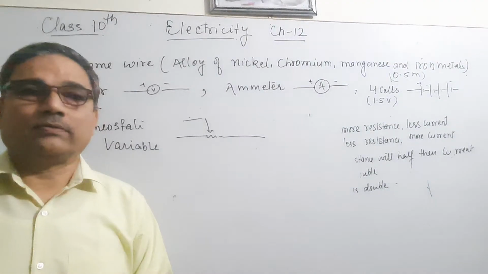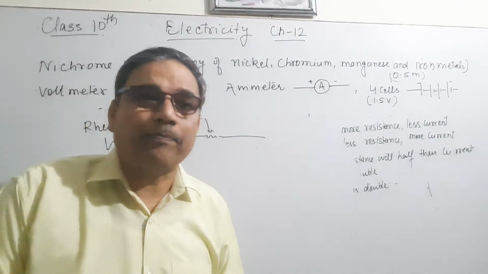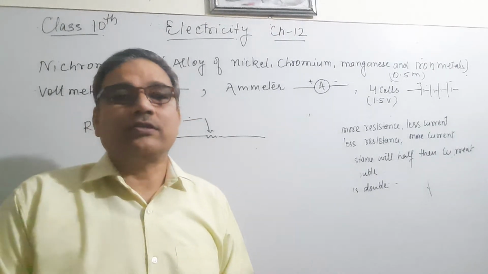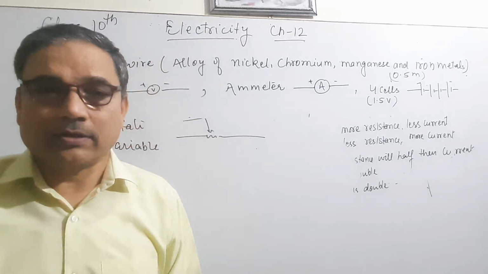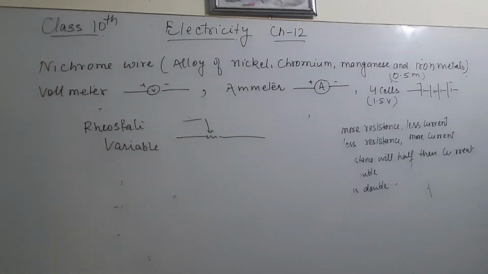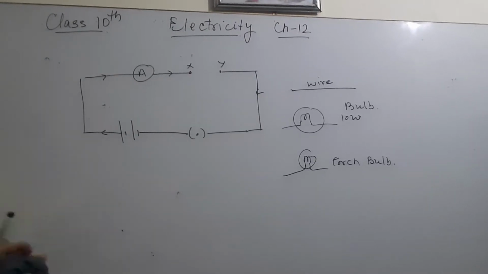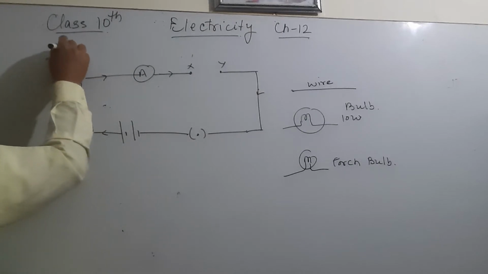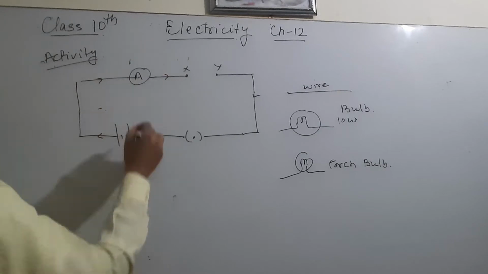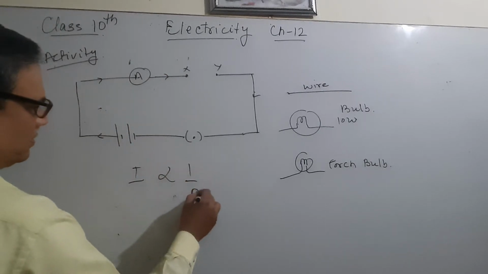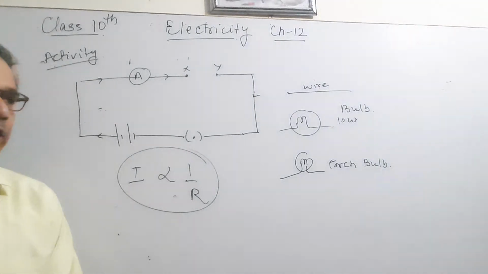And the resistance and the current have some relation, and we have to check practically how the current depends upon the resistance. Please note down this figure. Now, through this activity, we will understand that I is inversely proportional to the resistance.